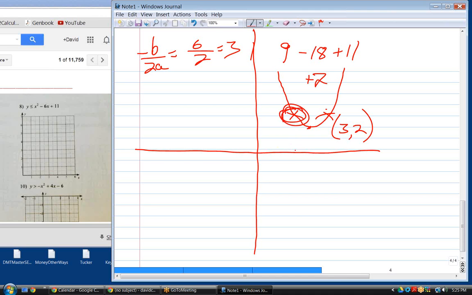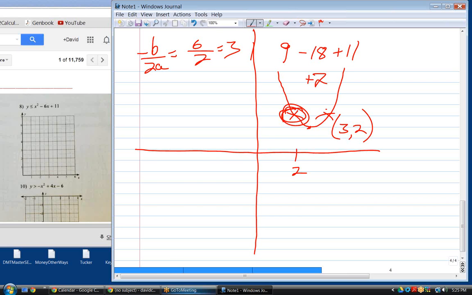So that is where x is equal to 2. What is y when x equals 2? That would be 2 squared is 4 minus 24. No, minus 12. Oh.